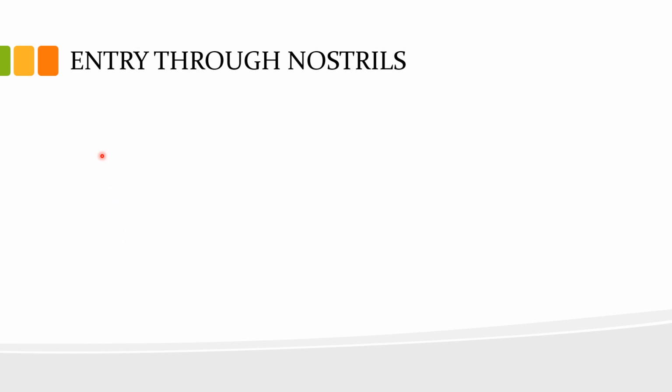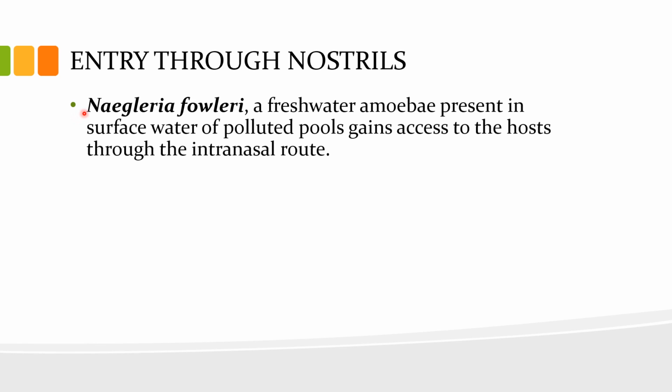Another example is the parasite Naegleria fowleri. This is a freshwater amoeba present in surface water of polluted pools, gaining access to the host through the intranasal route. Naegleria is an amoeba. Amoeba is a single-celled living organism commonly found in warm fresh water, for example, lakes, rivers, and hot springs, and soil. Only one species of Naegleria infects people, and that is Naegleria fowleri.